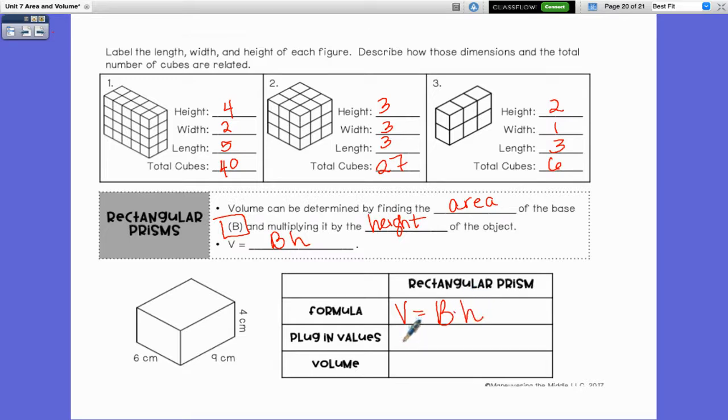We're going to plug in the values. So I have volume equals my base times height. Okay, sorry about that, guys. So we're going to plug in the values. I have my area of my base is 6 times 9, times my height is 4. So I get 54 times 4. And I get 216 centimeters cubed.